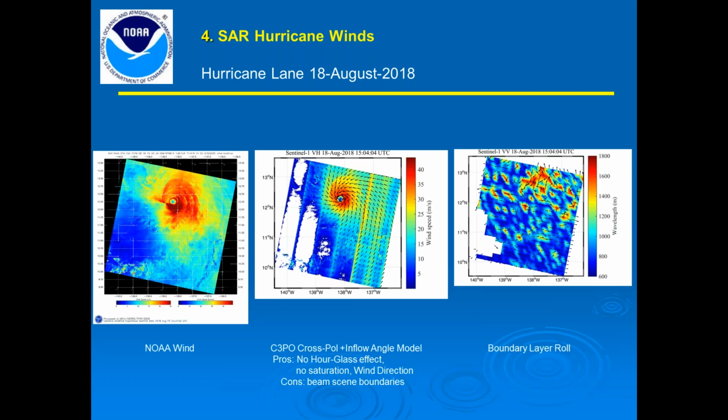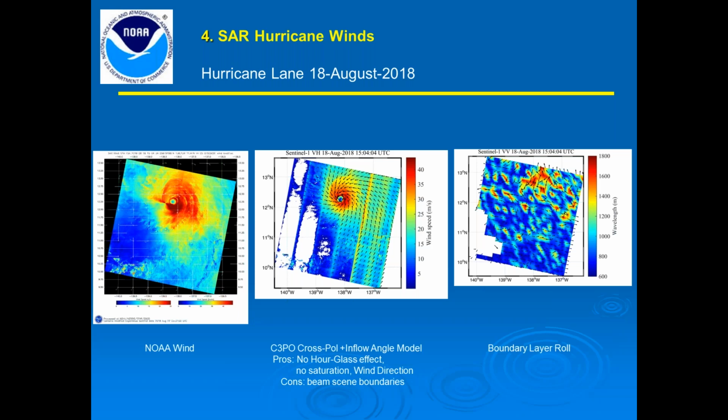Okay, so the advantage is that it has no hourglass effect, no artificial artifacts, and the cross-pole measurements are not saturated, and you can also get the detailed wind direction.